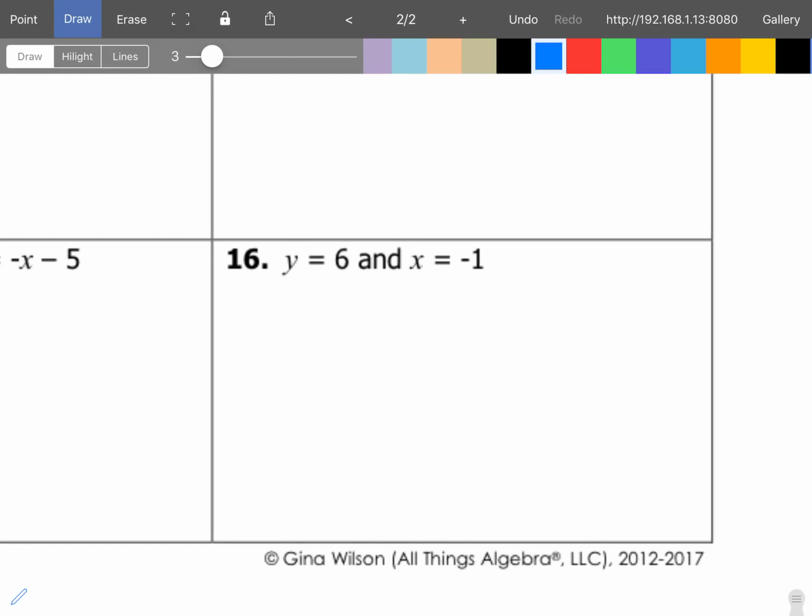So look at this. This says y equals 6 and x equals negative 1. Okay, I want you to picture this. So I'm going to draw a little graph. When I have any y equals, it doesn't matter what y equals it is, when I have something that's y equals, doesn't it look like that? That's y equals 6, right? What's the slope here? Well, my slope is 0.